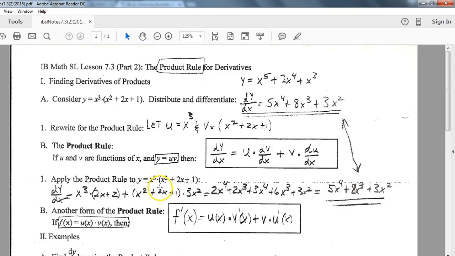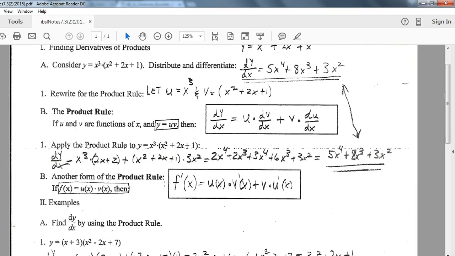This is probably one case where, yeah, it probably would have been simpler to just distribute the x to the third, but like I said, there's going to be cases where that's not the quicker way to go, or you can't do it that way. You have to be able to use the product rule. So it's best to just get in the habit and be familiar with the product rule for those cases where it just makes a lot more sense.